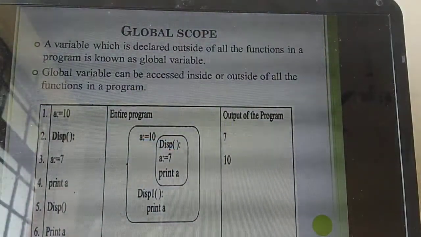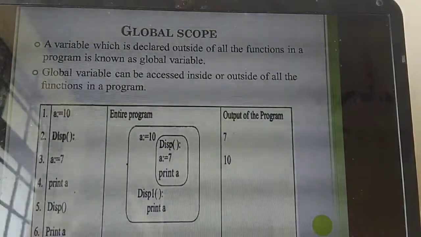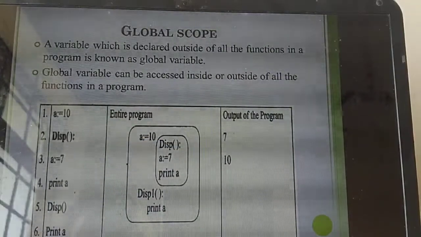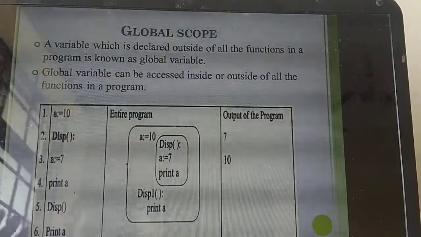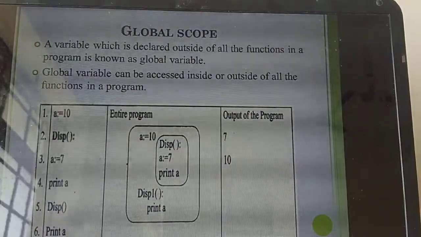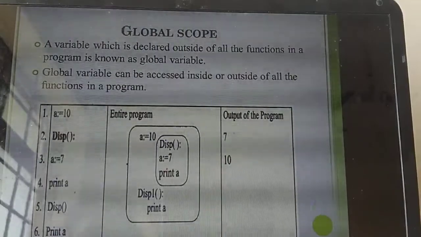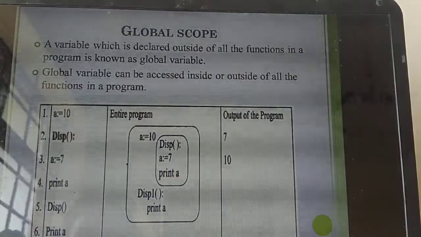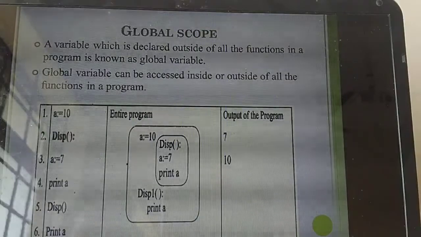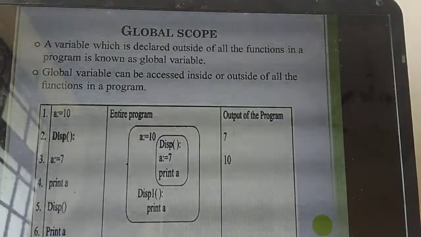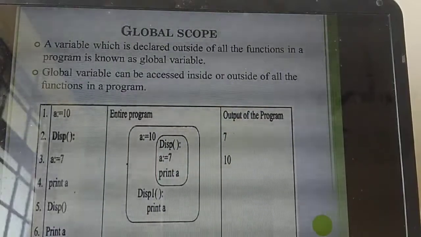What's the next thing? Global scope. Global scope is just the opposite of this. A variable which is declared outside of all the functions. So variables declared outside all the functions, we call them which variable? Global variable. For example, if the global variable is accessed. Second point. What's the first point? Local scope means the variable can be accessed only inside the function alone. You can't access it outside the function.